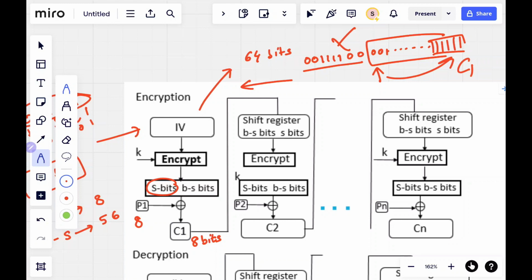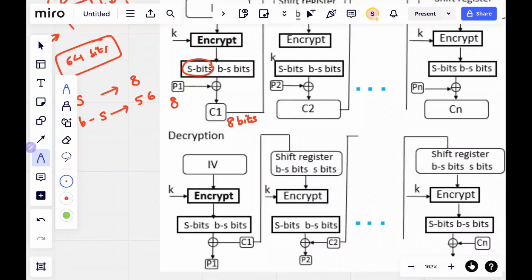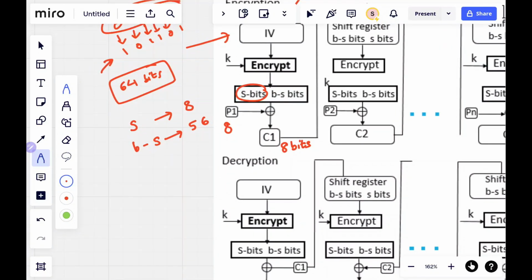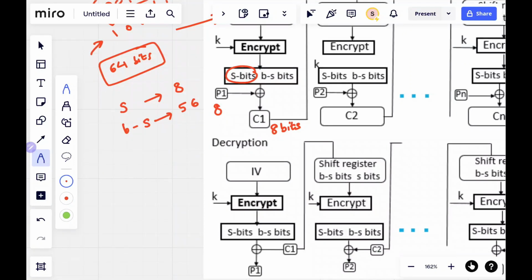So now this shift register is again going through the same process and we'll repeat this until we get the ciphertext. The exact reverse is what we call decryption. We know that the IV is known to both the sender and receiver. So what we'll do is, the IV is again encrypted with K. The initial process remains the same: S bits and B minus S bits.